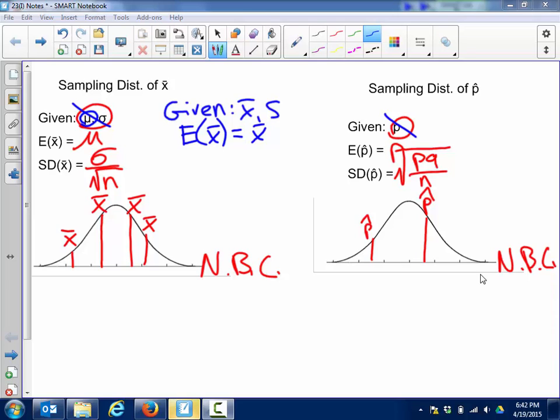Well, let's say for a second that instead of mu and sigma, our givens are actually just X bar and S.